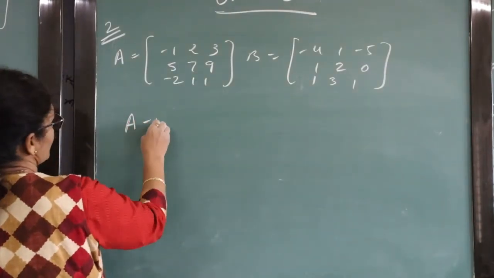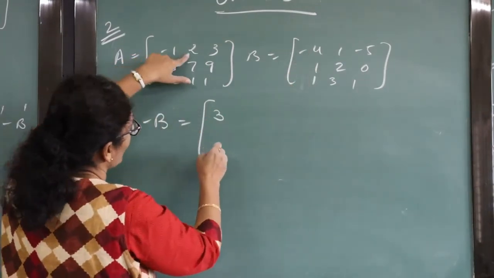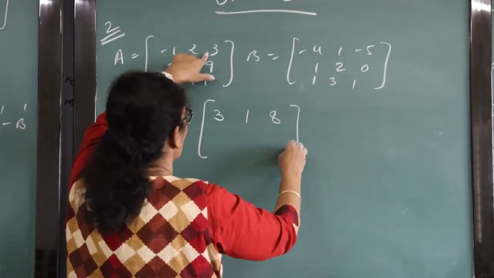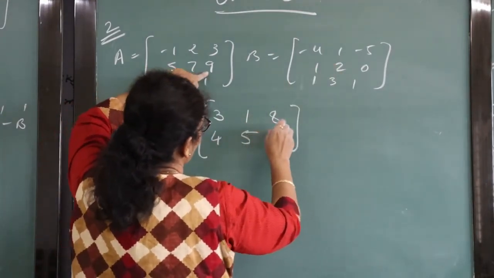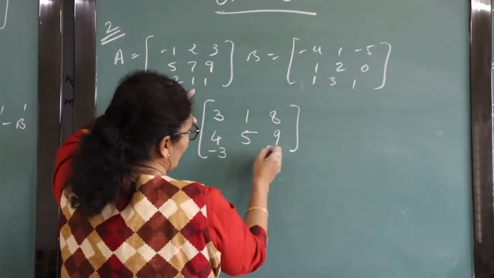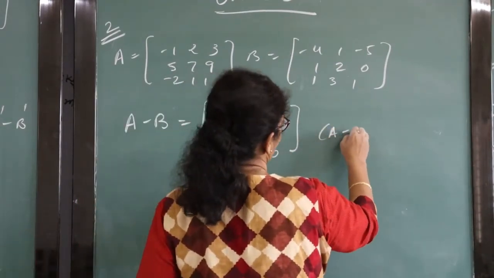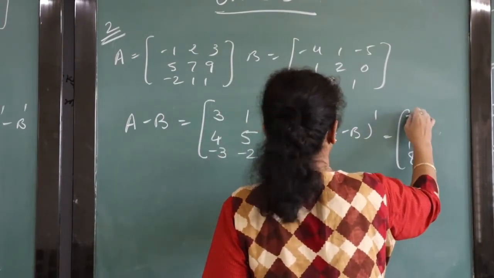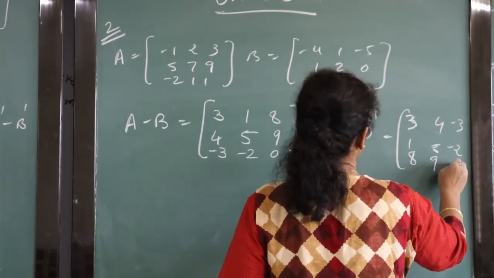Now the second question is A minus B. Let's subtract it. -1 minus -4 is 3. 2 minus 1 is 1, 3 minus -5 is 8, 5 minus 1 is 4, 7 minus 2 is 5, 9 minus 0 is 9, -2 minus 1 is -3, 1 minus 3 is -2, and 1 minus 1 is 0. Write its transpose. So 3 1 8, 4 5 9, and last -3 -2 and 0.